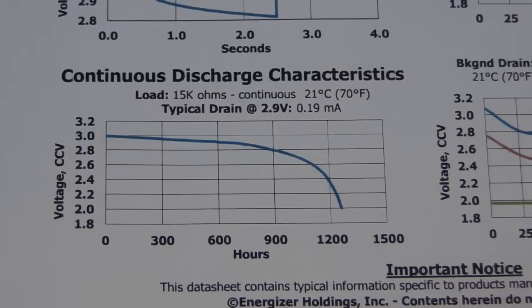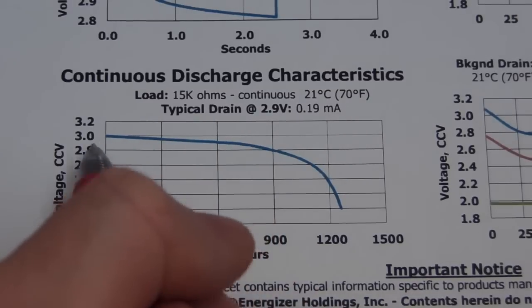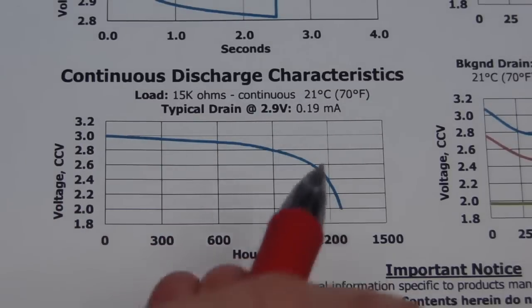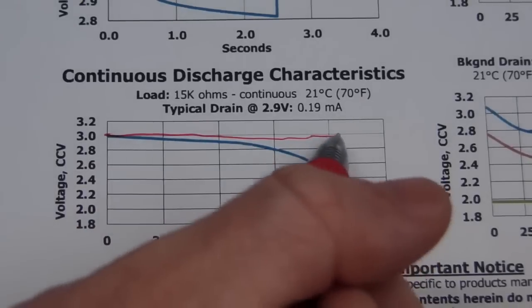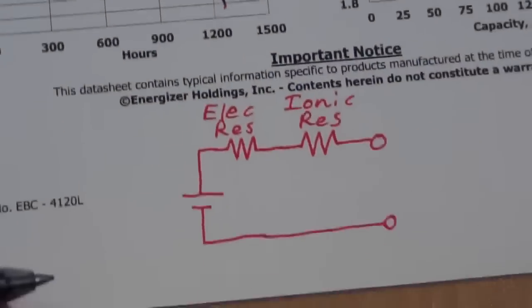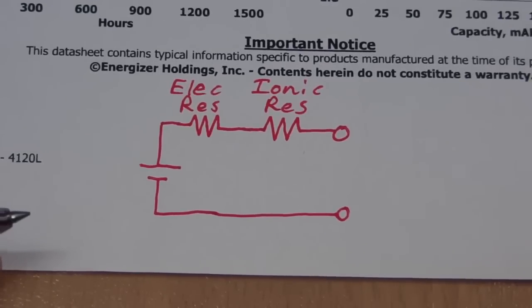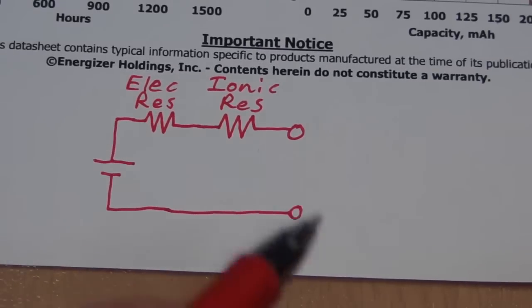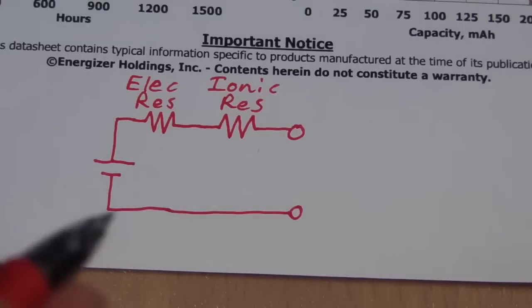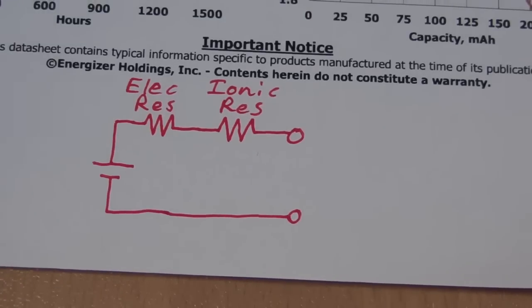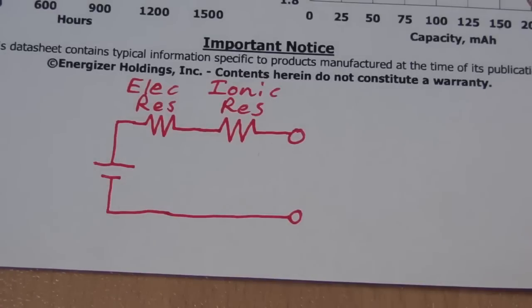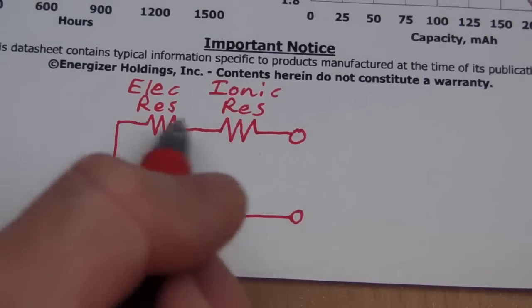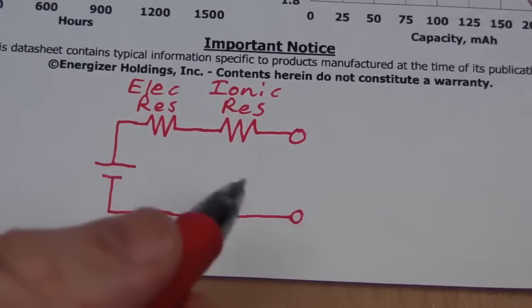Now comes the big reason why batteries have the discharge characteristic curve that they do, and why it's not ideal like that. It's because of the internal resistance of the battery. Now, the internal resistance, or the IR, sometimes called the ESR, the equivalent series resistance, is actually made up of two different types of resistances in series.